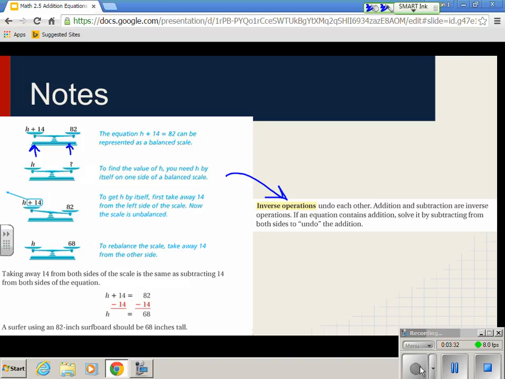Go ahead and write down this definition. Inverse operation means to undo each other. That's really all you have to write down. You could write down the rest, though, if you want.